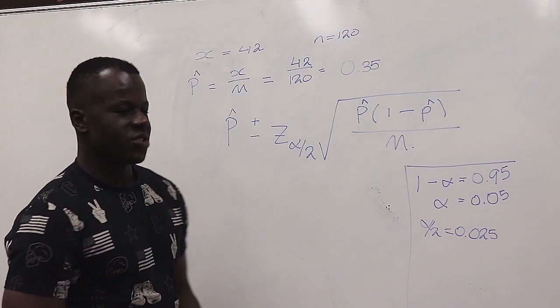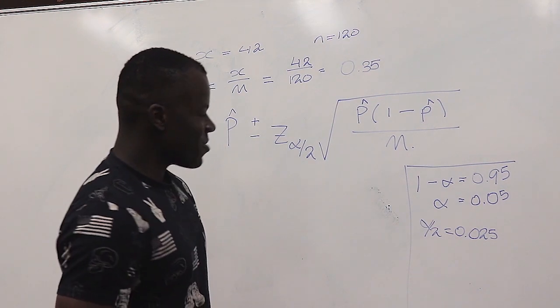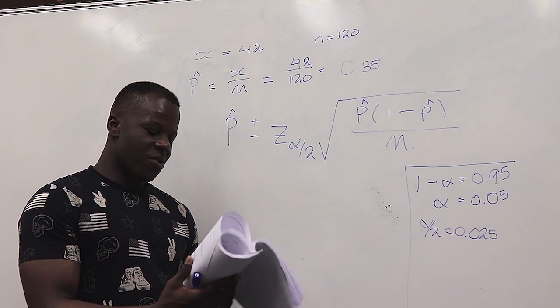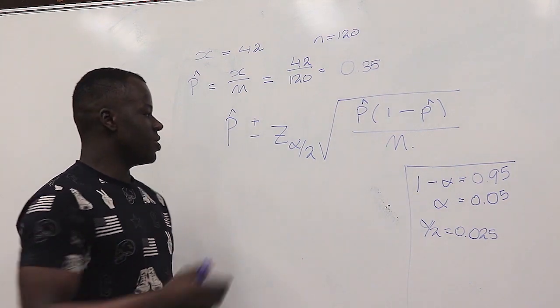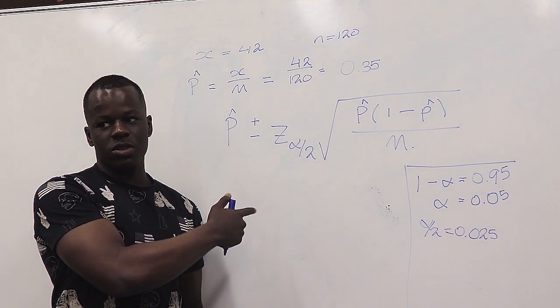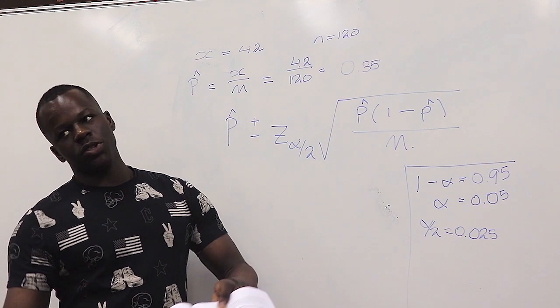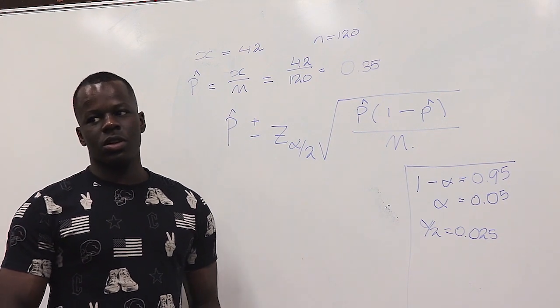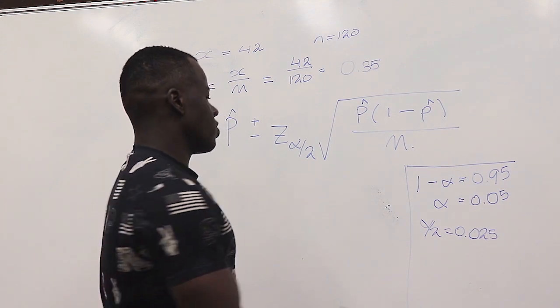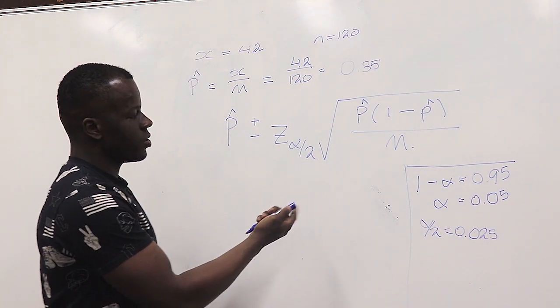Why is it alpha over 2? Why not just alpha? That's a good question actually. It's alpha over 2 because the distribution we're using is the Z distribution and it's symmetrical, so we're accounting for both the positive and the negative region. Okay, so now we have everything we need for the question.